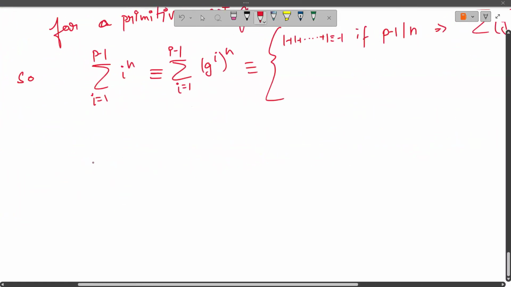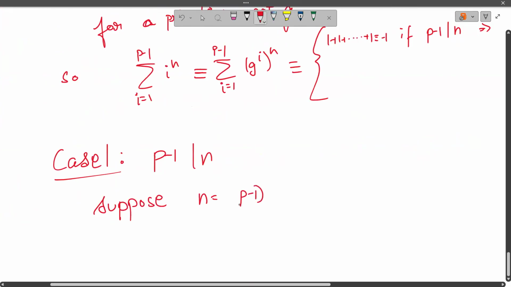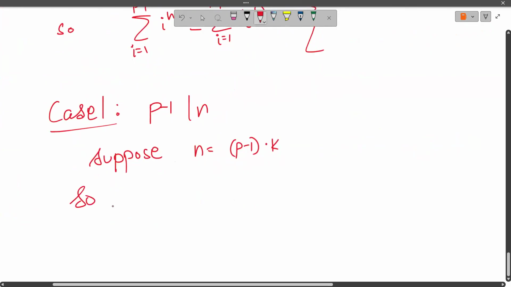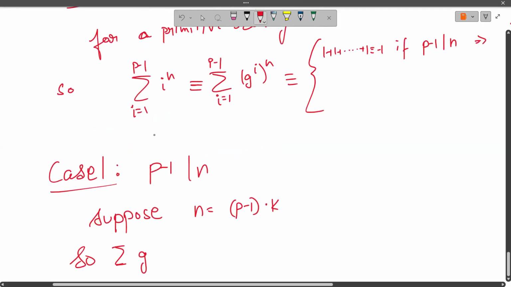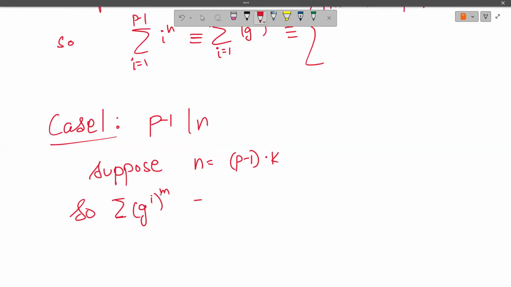Okay, so case 1. I will write it better. Case 1: p minus 1 divides n. Suppose that n is equal to p minus 1 into k. So the summation of g... By this summation, I am not putting the upper and lower bounds for this. It's understood that it's from i equals 1 to p minus 1. Sorry, not m, n.